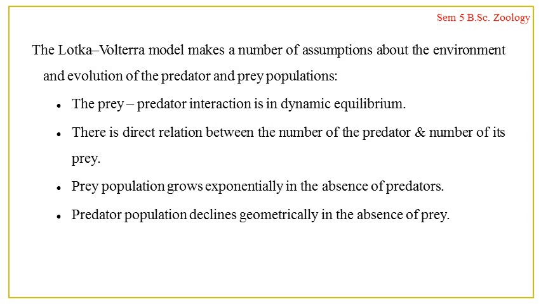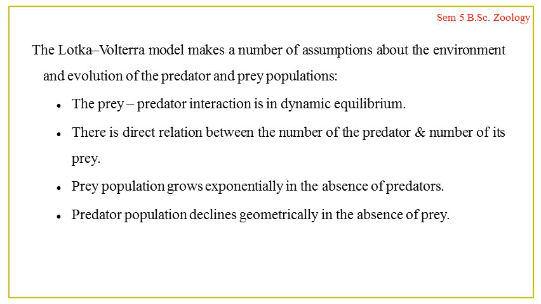Now, the prey population grows exponentially in the absence of predators. Just as we have seen in the population growth curve, whether it is a J-shaped curve or an S-shaped curve, there is always an increase in population size whenever the surrounding environment provides a favorable condition for the growth of the particular species. So in the absence of predators, when there is no negative force acting upon the prey species, the prey population grows exponentially based upon its biotic potential, right?